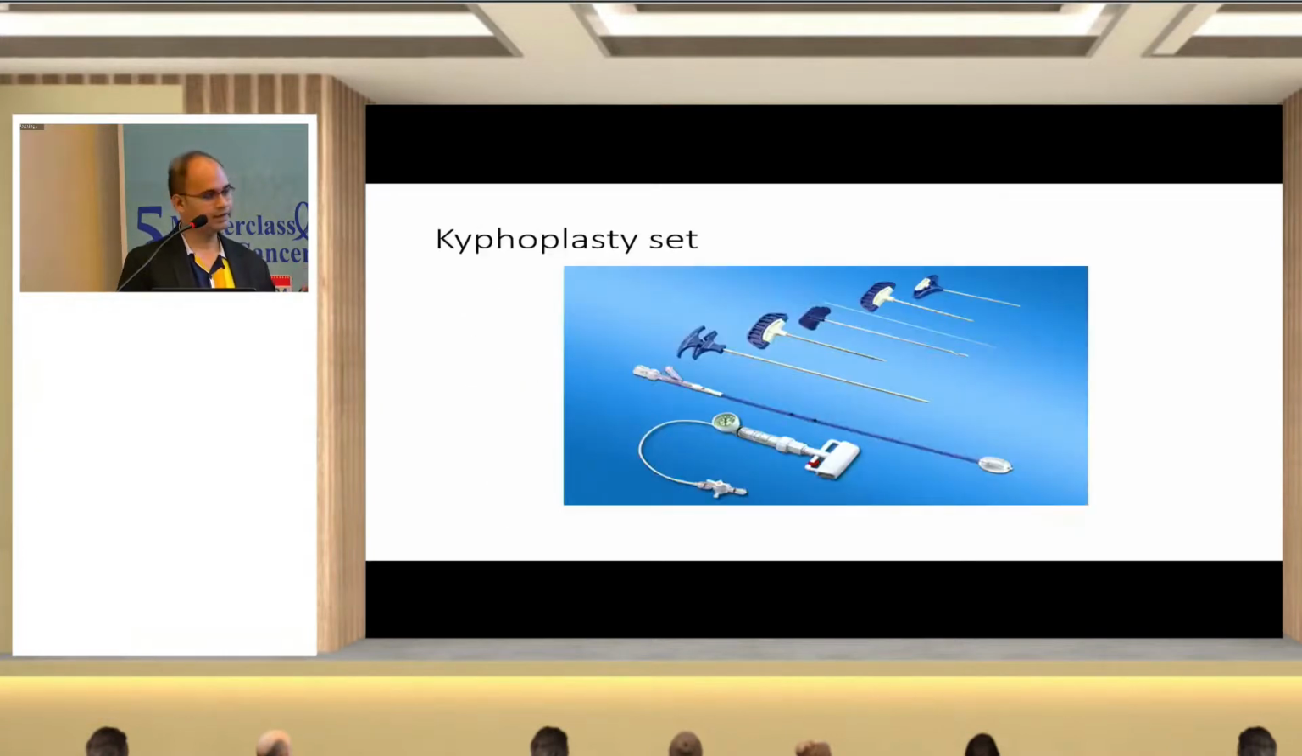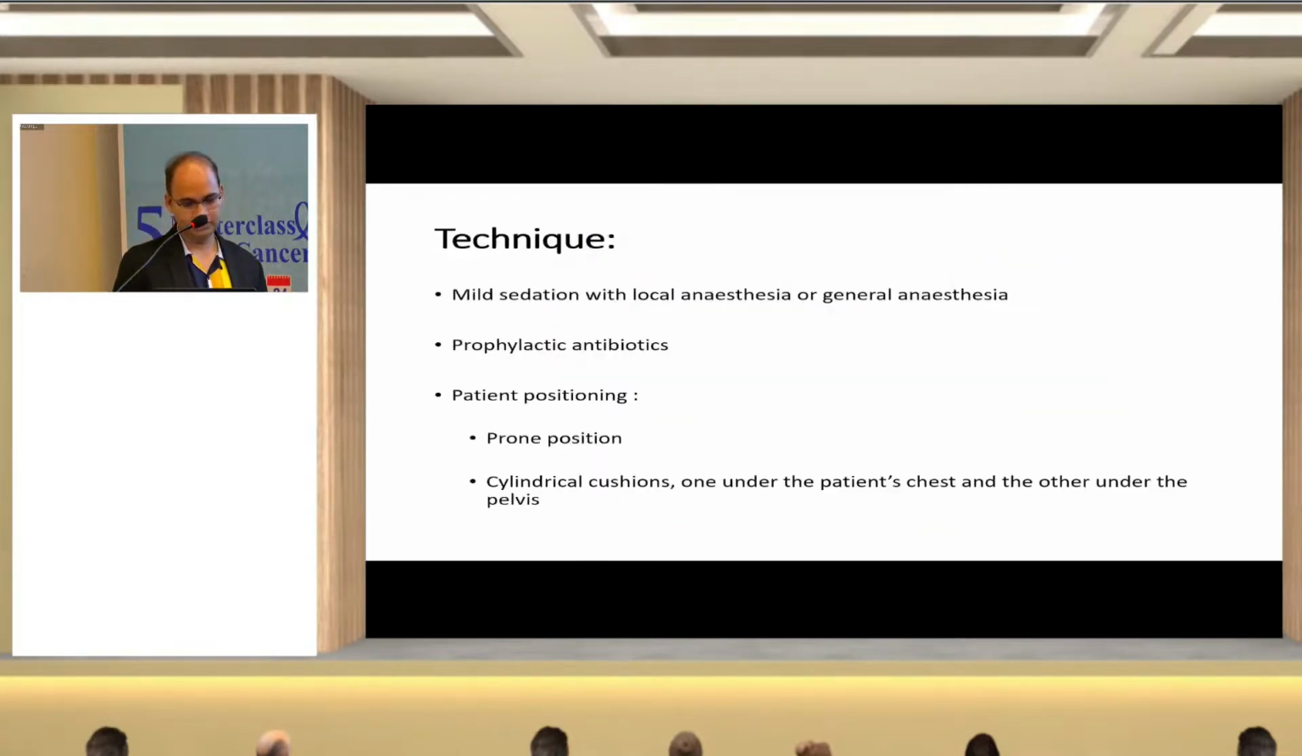So this is a set you can see here. This is an inflatable device, this is the balloon. These are different needles like the Jamshidi needle, as well as this is the trocar or stylet. And then the drilling system, this is the driller. And later on, for the introduction of the cement, these are the different channels.